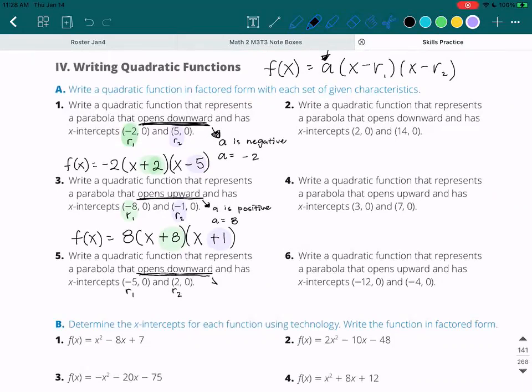Okay, open downward. Should A be positive or negative? Positive. Wait, down. Negative. I read it wrong. That's okay. So if it's, wait, I just wrote A is downwards. A is negative. See, we all make mistakes. It's okay. A is negative because it opens downwards. Okay, now somebody just tell me a negative number.